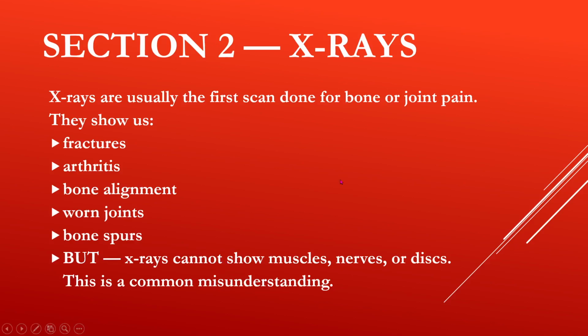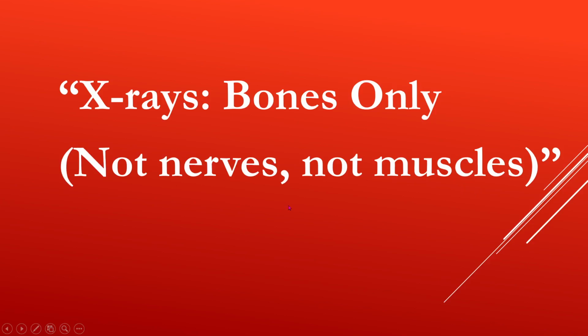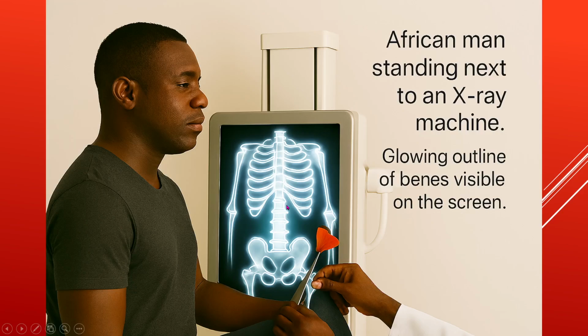Right, let's talk about X-rays. They're usually the first scan done for bone or joint pain. They show us fractures, arthritis, bone alignment, bone joints, bone spurs, but they cannot show muscles, nerves, or discs. So X-rays show bones only, not nerves, not muscles.